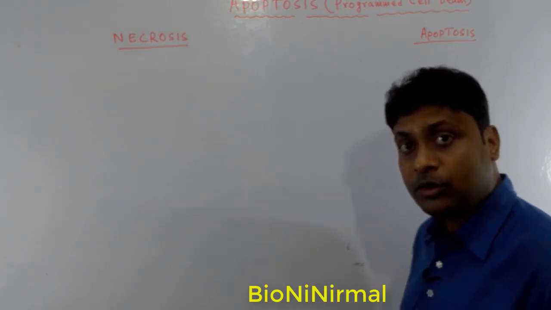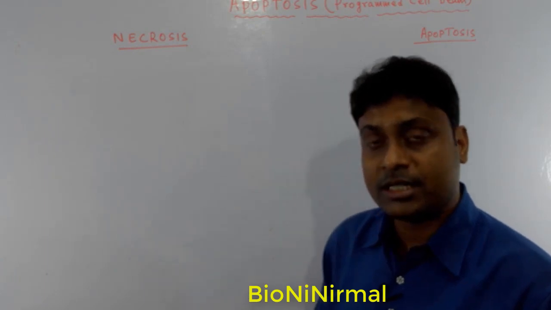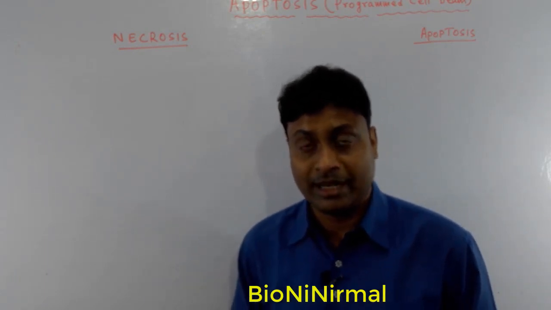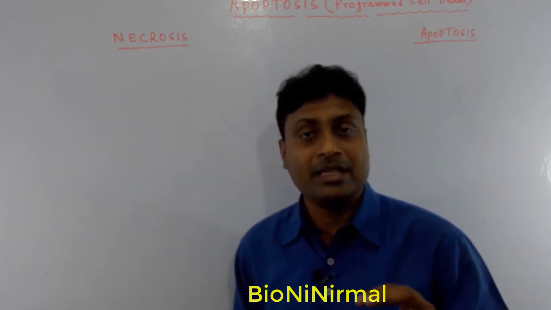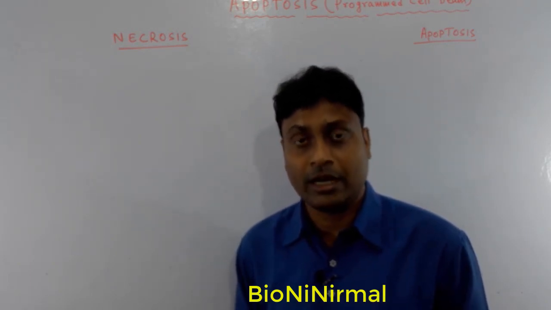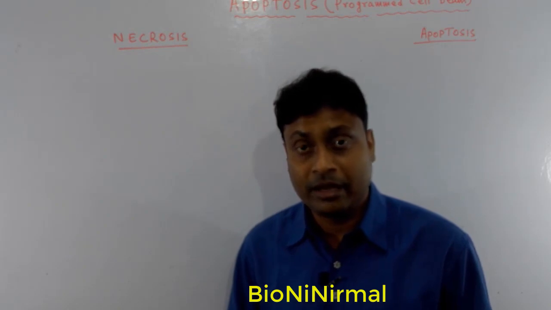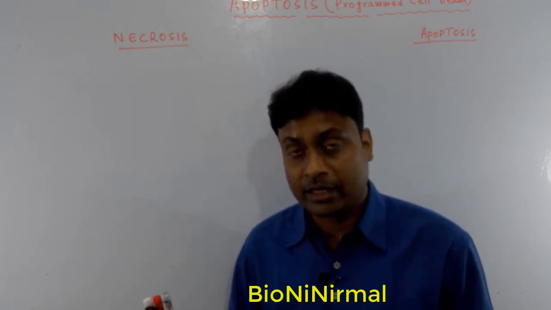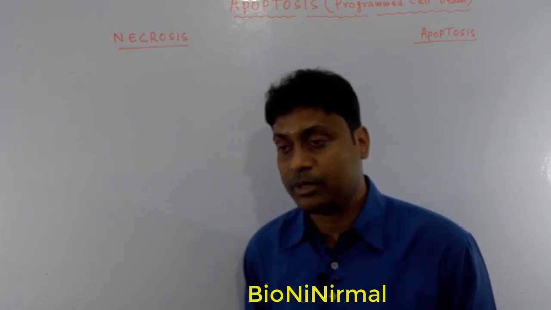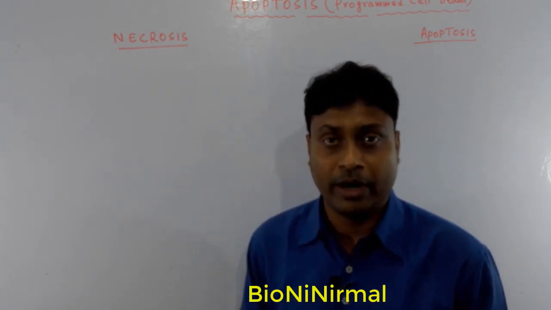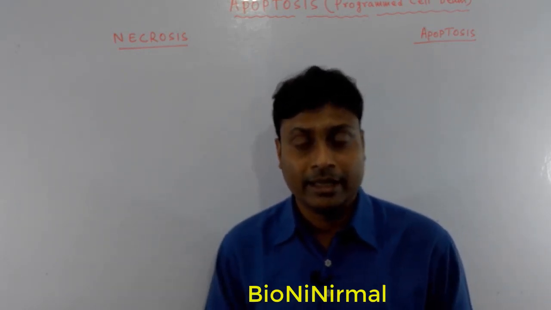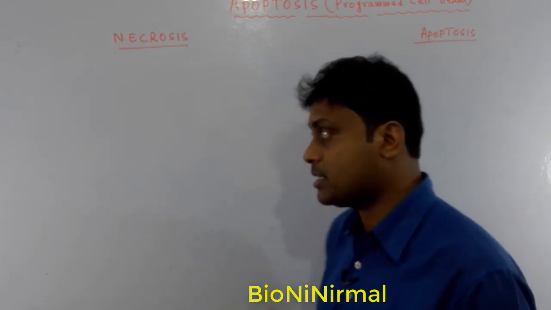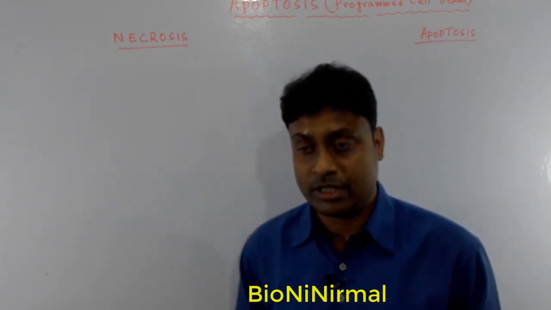Apoptosis is nothing but programmed cell death, and this is highly genetically regulated, and many genes are involved in apoptosis. ATP is also a very important factor for apoptosis. But in the case of necrosis, no ATP is required, and this is usually accidental cell death. So cell death occurs in two ways: one is necrosis and another is apoptosis.